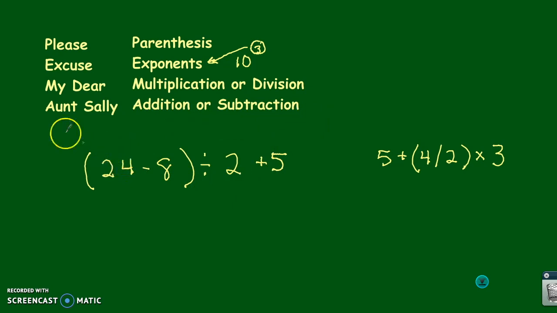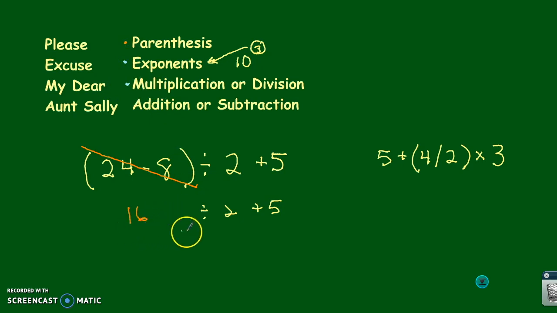So for our first sample problem here, we have 24 minus 8 in parentheses, divided by 2, plus 5. If we look at our order of operations, we have to start with parentheses first. So 24 subtract 8 is 16. After I've got that done, I like to bring down the rest of the problem. So we have divided by 2 plus 5. Now we're going to look at exponents. We don't have any exponents.